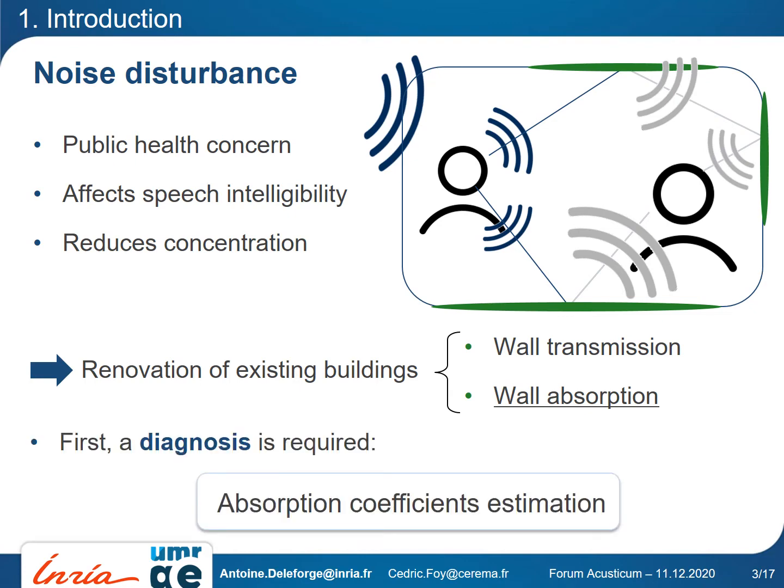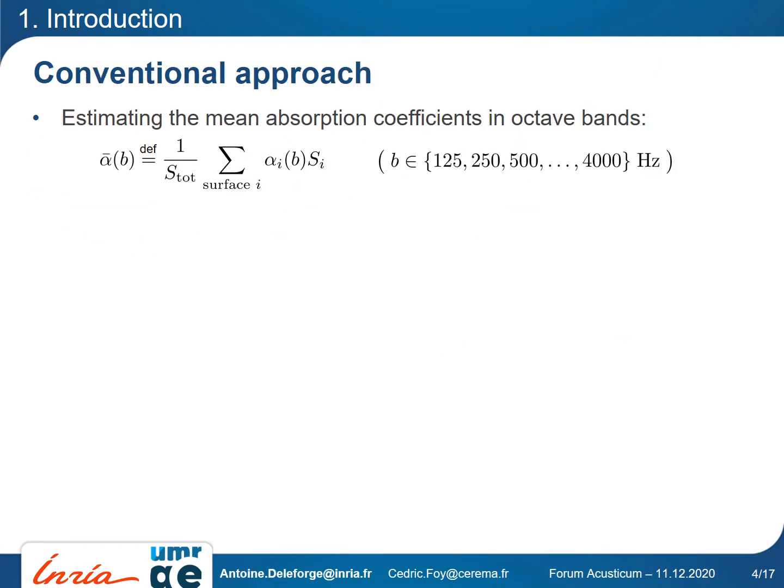Before proceeding to an acoustic treatment in a building, a diagnosis is first required. In our case, this means estimating the absorption coefficients of indoor surfaces. The conventional approach for this is to estimate what we call the mean absorption coefficients of the room. This is done in standardized octave bands, typically from 125 Hz to 4000 Hz. By definition, they are the weighted averages of the individual absorption coefficients of surfaces in the room. These take values between 0 and 1, and they are weighted by the area of each surface in squared meters.